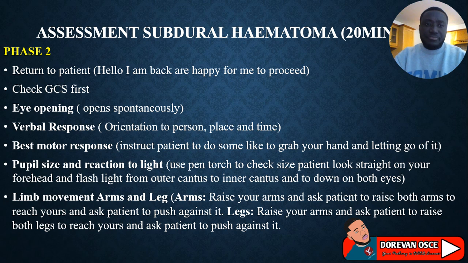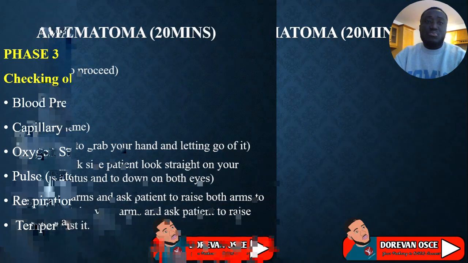So that is where you end phase 2. Phase 2 deals with the checking of the GCS chart. You have to complete all the GCS chart, and then you move to phase 3.